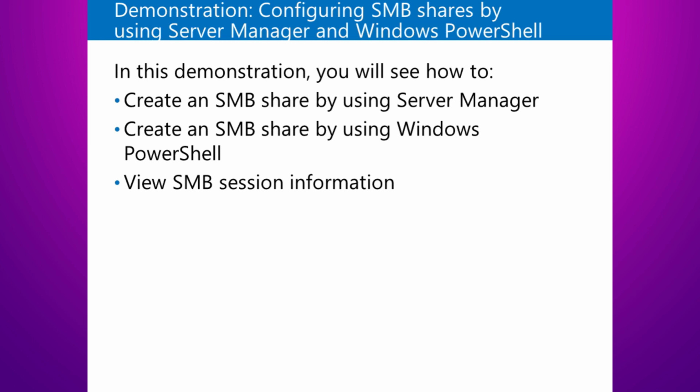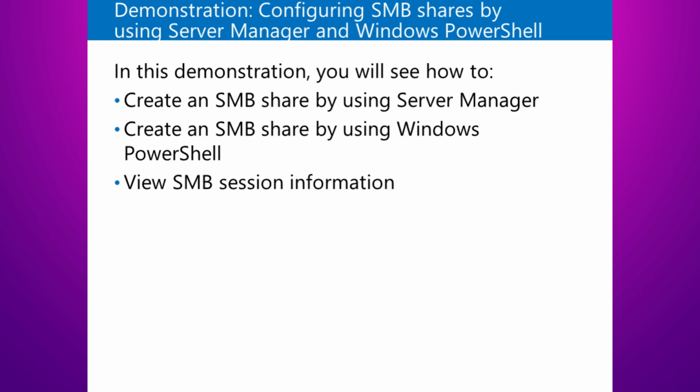mkd d:/shares/demos_hair2. 2. Type the following command, and then press Enter. New-SMBShare -Name DemoShare2 -Path d:/shares/demos_hair2 -FolderEnumerationMode AccessBased. 3. Type the following command, and then press Enter. Get-SMBShare. 4. Type the following command, and then press Enter. Get-SMBShare DemoShare | FL *.